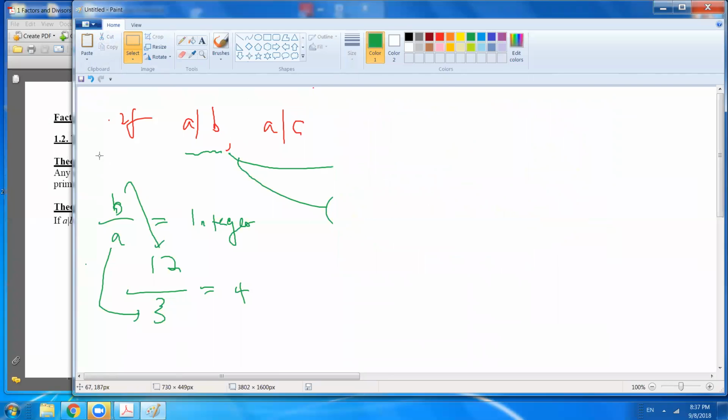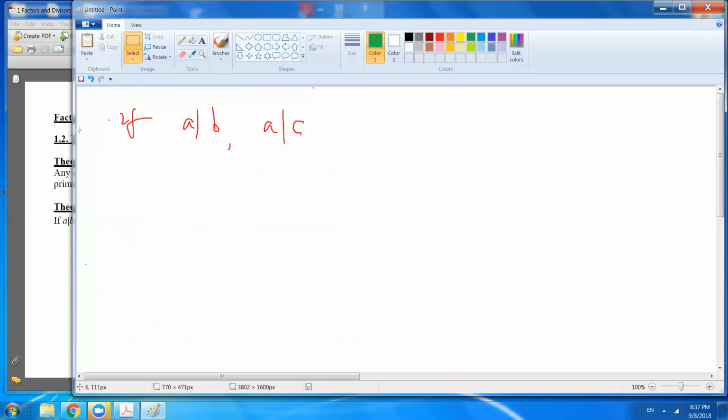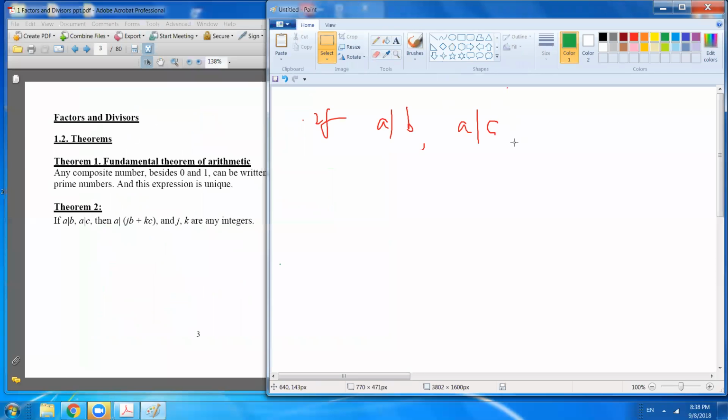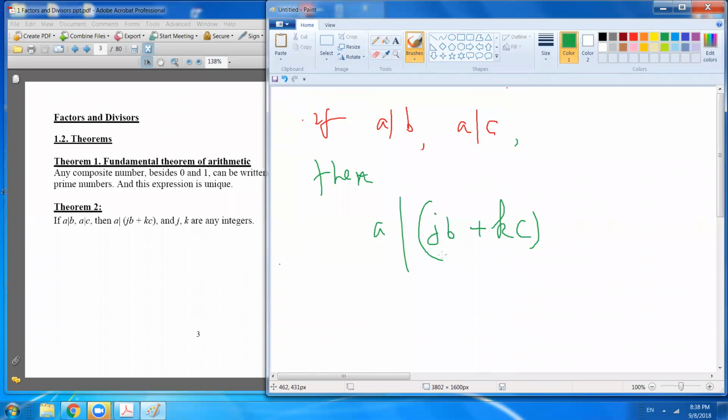Okay? If we write that, now we get the first theorem. Then we get A divides JB plus KC. Okay, this is one thing. And what does that mean? Here J and K are any integers. Can be any integers. Is that okay if J, K equals 0?